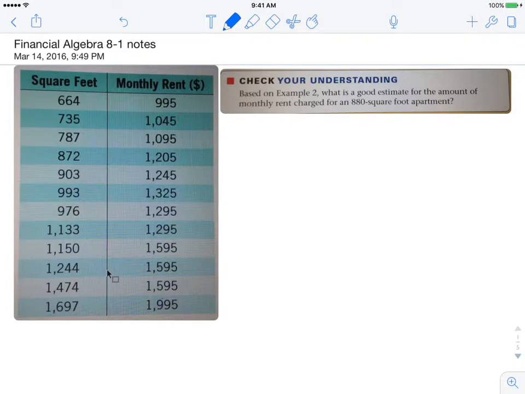Okay, I'm going to try to run these for you step by step, each of these examples, just so you have an idea of some things that you'll be doing for 8-1.